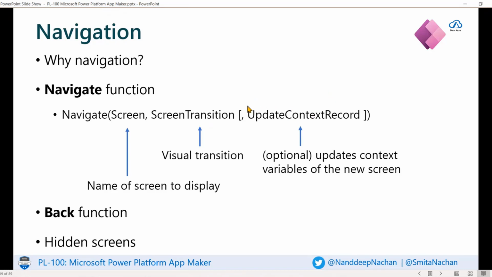Then the update context record, that is optional, a new record that contains the name of at least one column and a value of each column. This record updates the context variable of the new screen. Similar to the navigate function, you can also have an option to use a back function. The back function is fairly straightforward and it sends the user back to the previous screen.